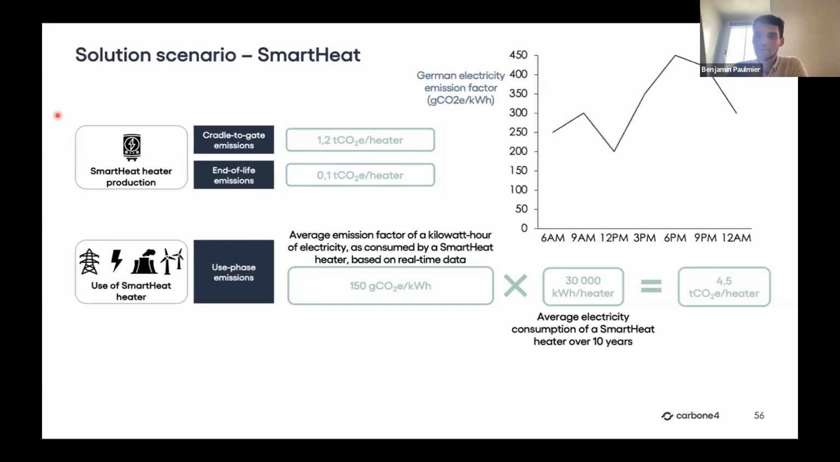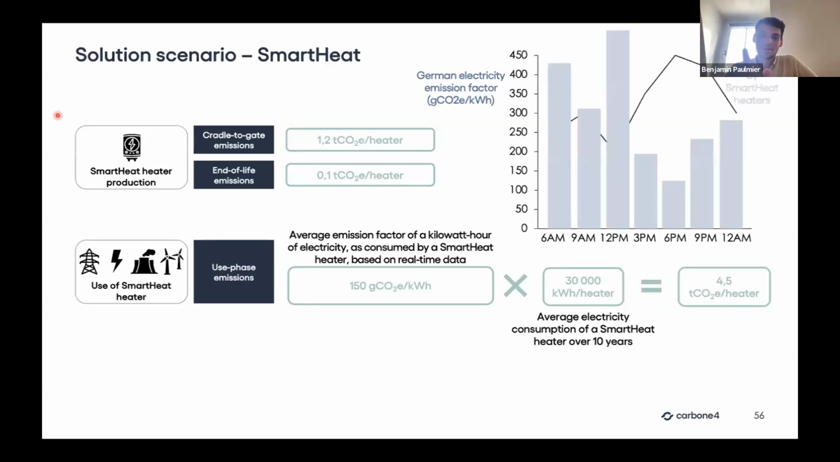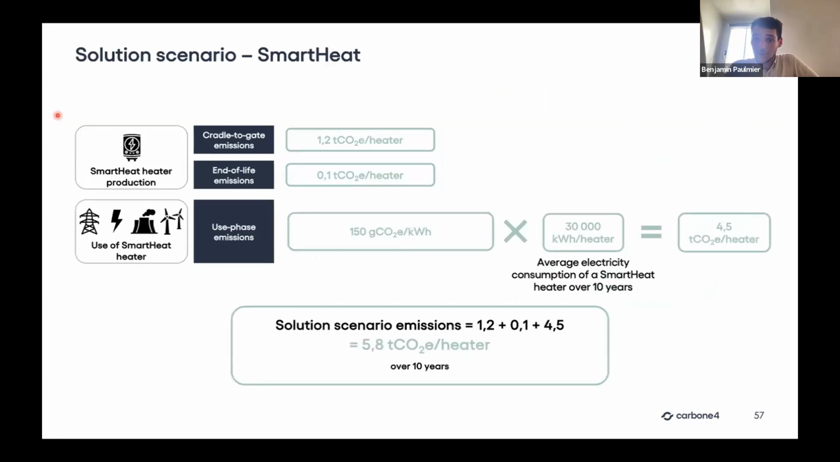Another way they could have measured this is by simply looking at a graph of the German electricity emission factor over 10 years and crossing it with how strongly the fleet of Smart Heat heaters in Germany pulls on this grid at different times, and land on the same value. So in total, we just sum all of these emissions up and we get approximately 6 tons, so 5.8 tons of CO2 per Smart Heat heater over 10 years.